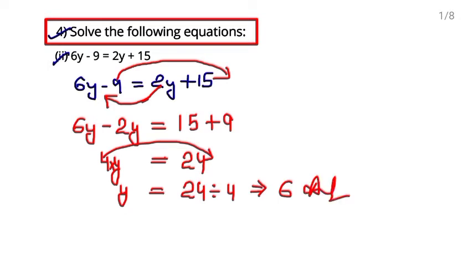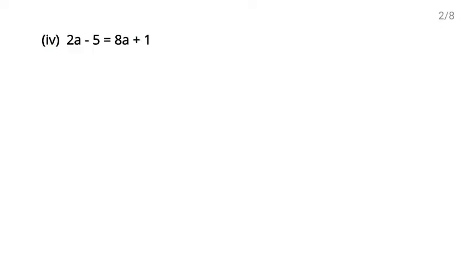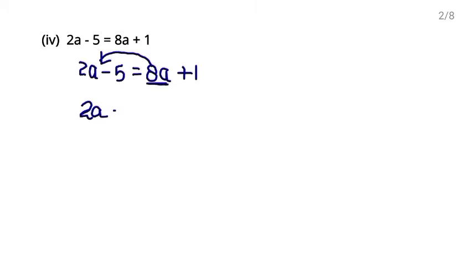This is your answer. Next, fourth part is 2a minus 5 is equal to 8a plus 1. You want to find the value of the variable. Right? Variable is a here. So you will keep the terms which have variables on the left side. 2a is already on the left hand side. 8a was of plus sign. After moving to the left hand side, this will be of minus sign. So minus 8a is equal to, on the right hand side we already have 1.